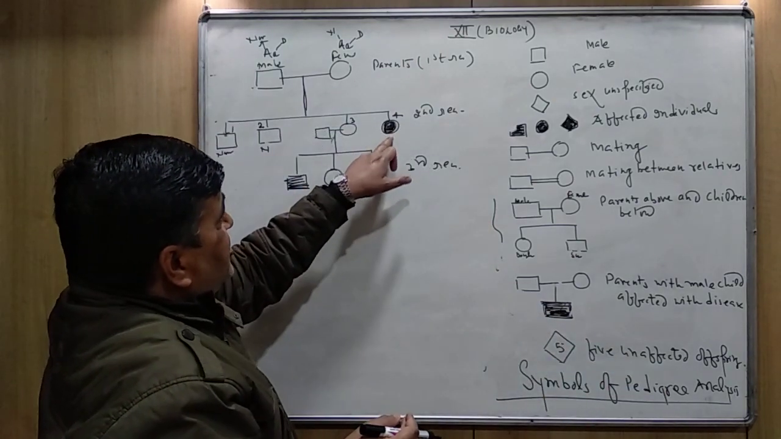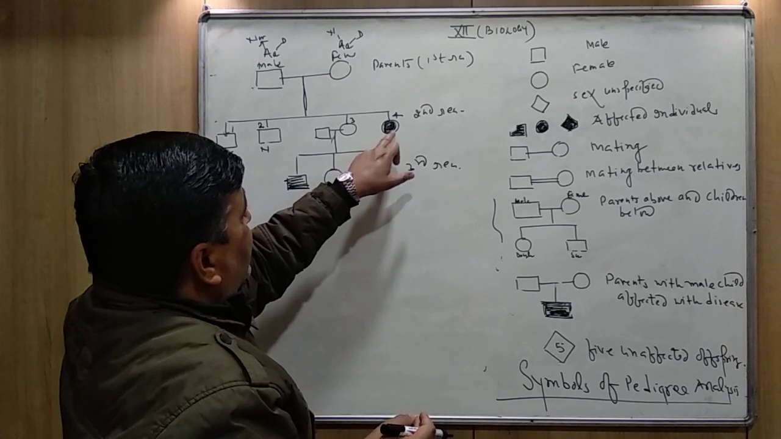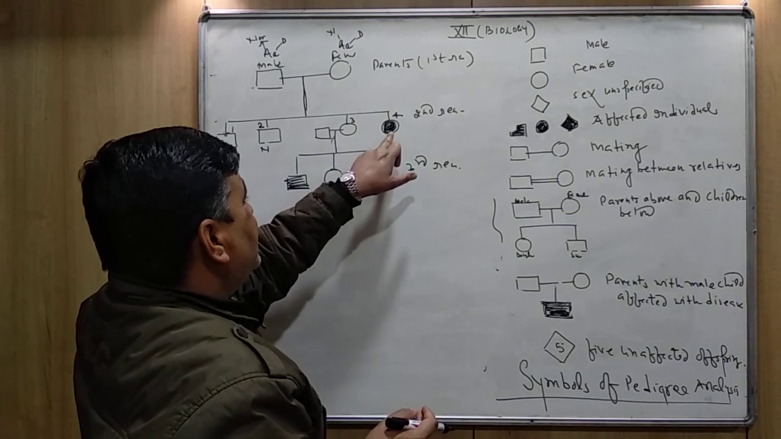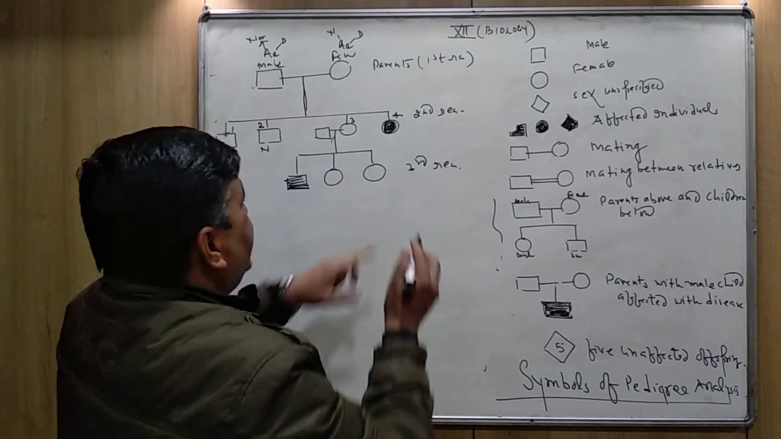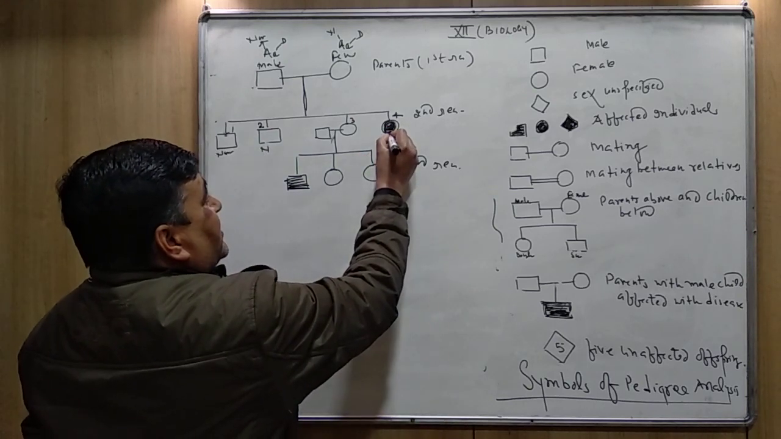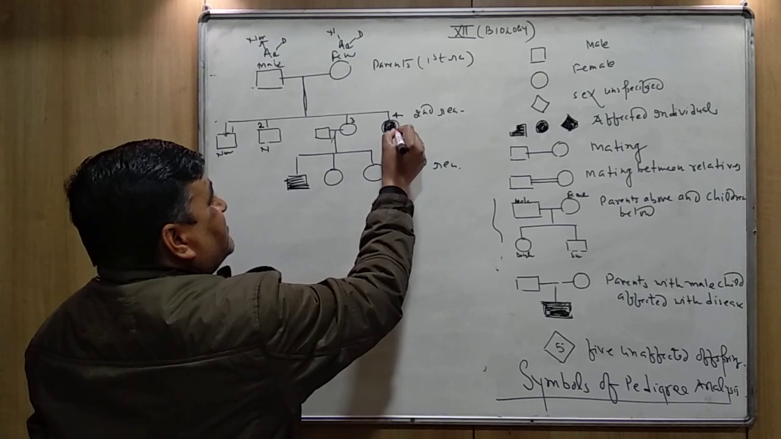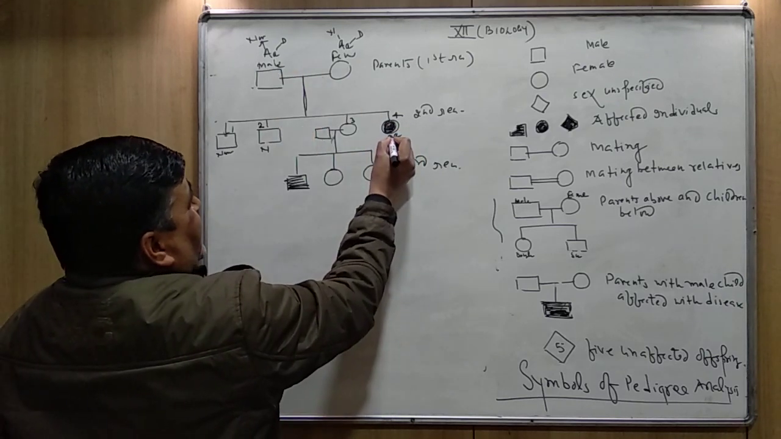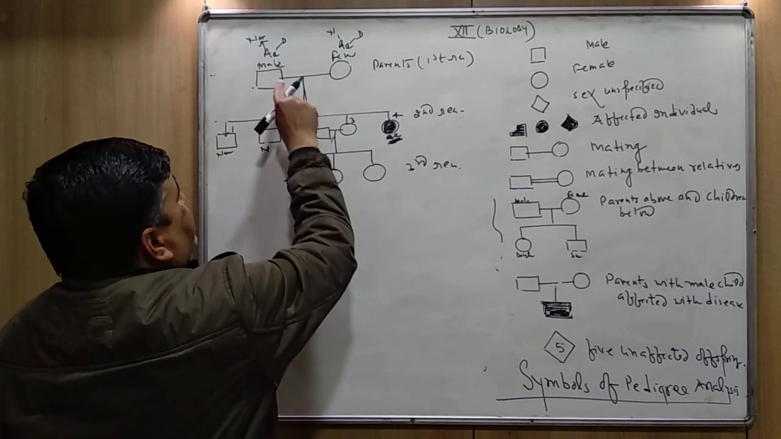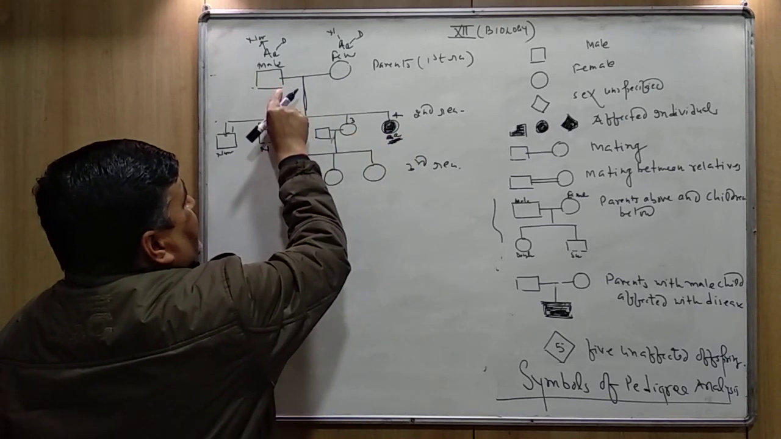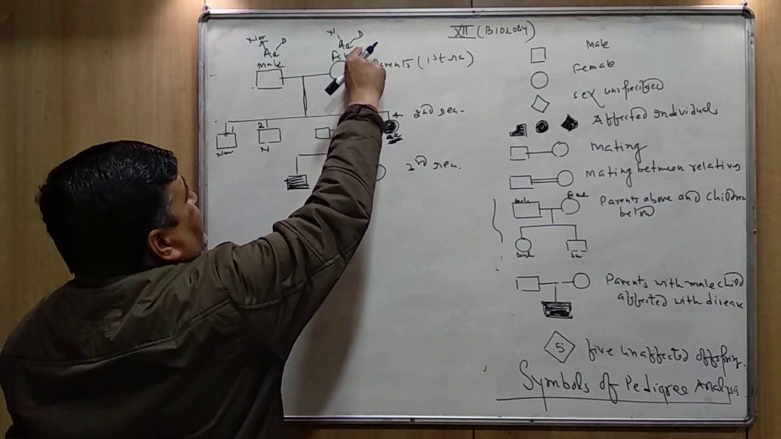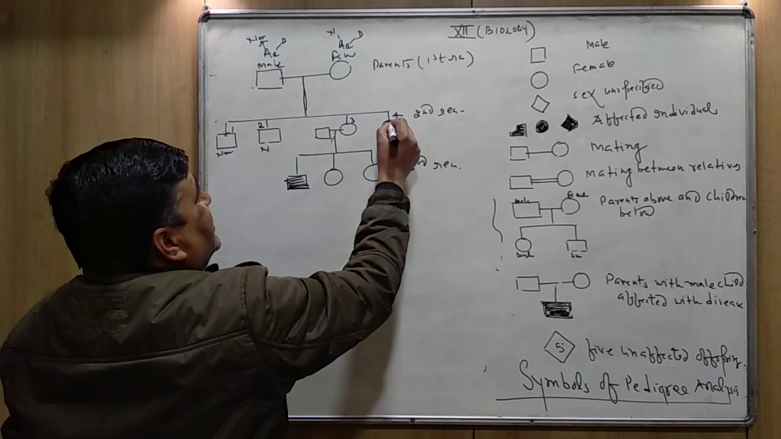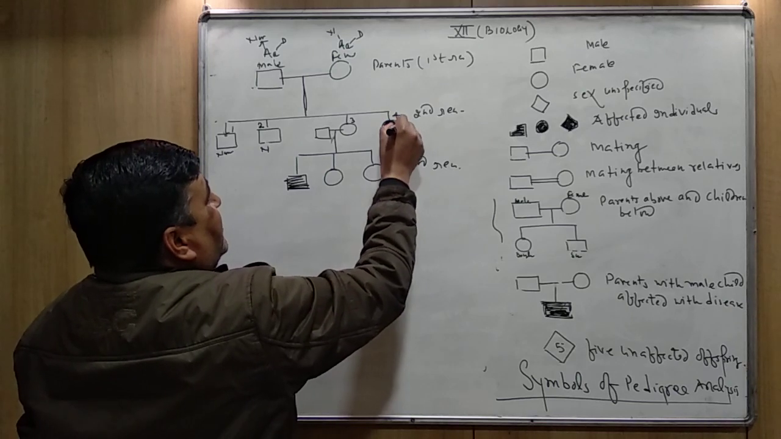If this daughter, the girl, is affected, what will be the genotype? The genotype will be like this. One small a she is receiving from the father, and one small a she is receiving from the mother, and that's why she is affected.